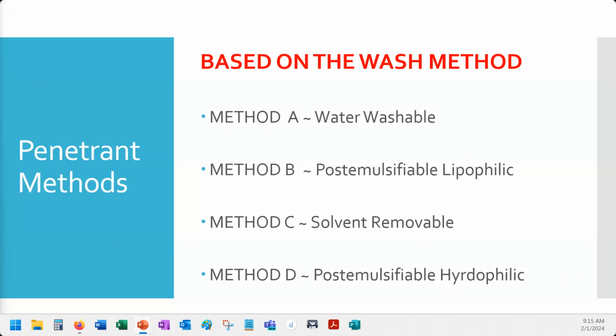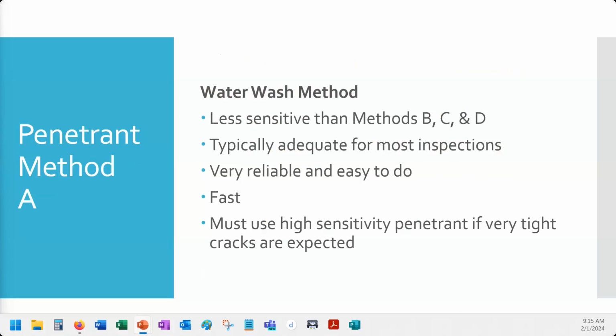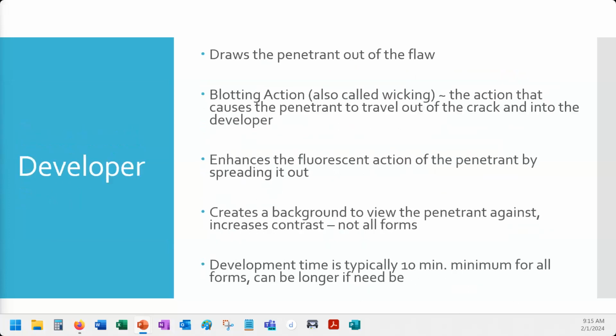Method A is using water. I'm going to skip the C, which is solvent removal, typically in aerosol form. And then B and D are your post-emulsifiable methods that require an extra step during the rinse process of applying an emulsifier. B being a lipid-based emulsifier, or lipophilic. It's primarily going to bond more to the oily side of the molecule. And then method D being hydrophilic. It's going to bond more tightly to water. So we looked at those.